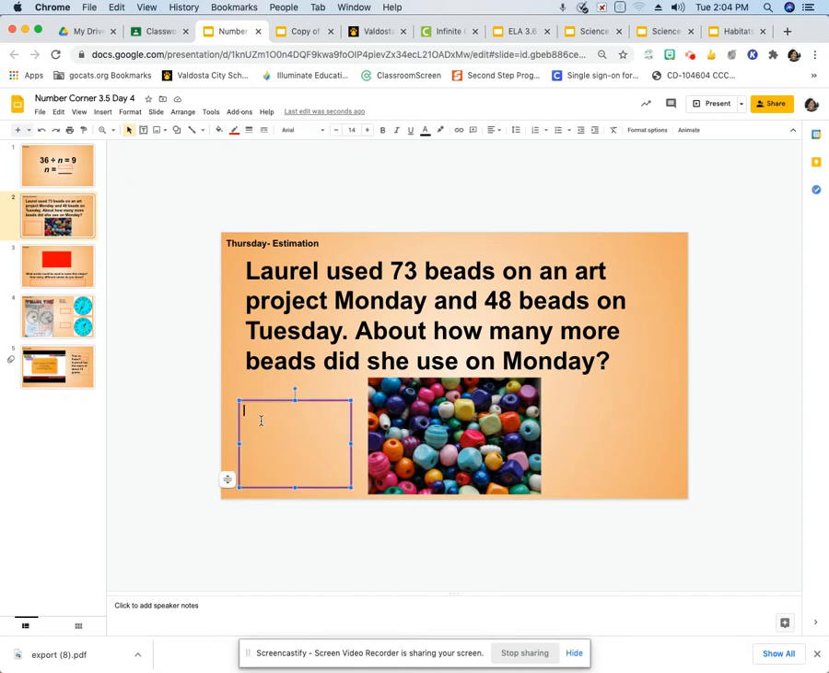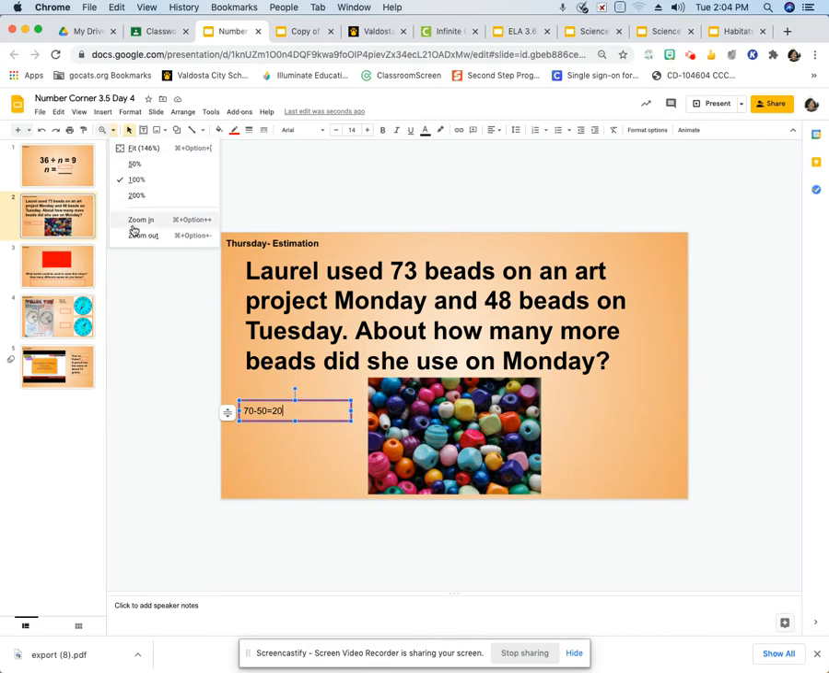First thing you need to do is round to the nearest 10. So 73 rounded to the nearest 10 would be 70. And we're going to subtract because it says about how many more beads did she use on Monday. She used 48 beads on Tuesday. So that means we're going to round that to the nearest 10, which is going to be 50. So 70 minus 50, the answer is 20. So Laurel used about 20 more beads on Monday than she did on Tuesday.